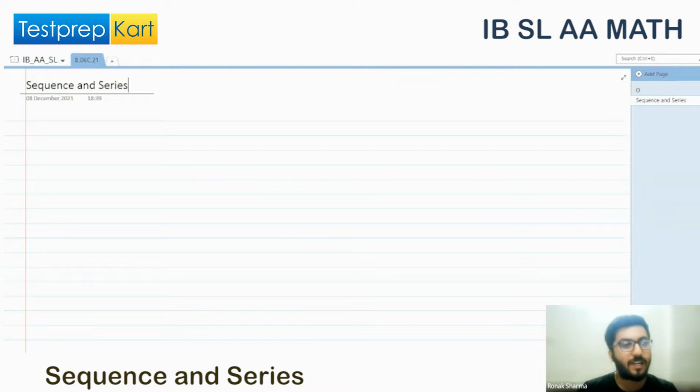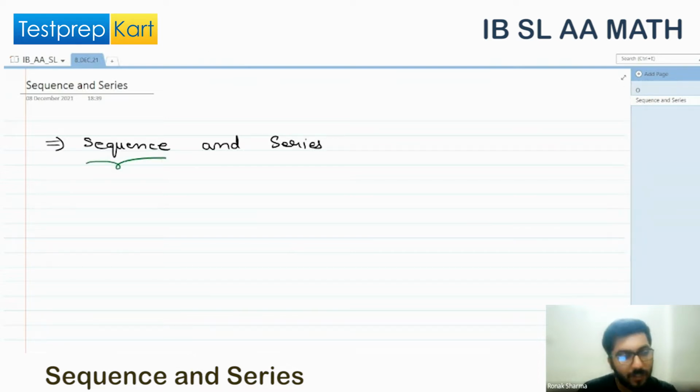So as we can see, this chapter is nothing but sequence and series. There are two terms in it: one is the sequence and another one is the series. Both are different. Okay, sequence is nothing but what? Can you tell me what is sequence? Any random definition you can give me? What do you understand by sequence?